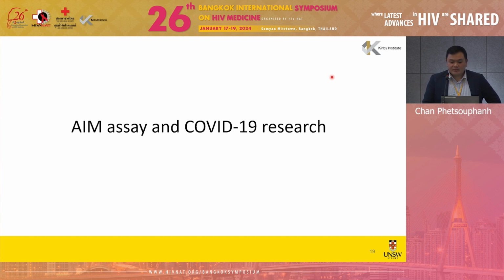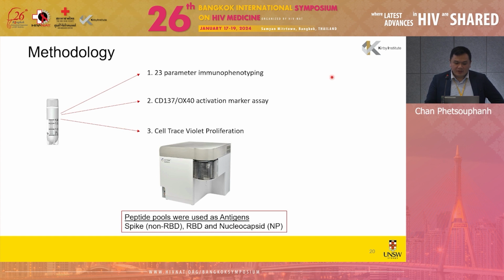I'll briefly talk about 2 studies that have been published and go in a bit more detail with the 3rd study. And so this is what we normally do. We get 1 vial of PBMCs. We separate it into 3 different assays. One is a 20 to 23 parameter immunophenotyping, and we do this using the Cytek Aurora, which uses spectral flow.